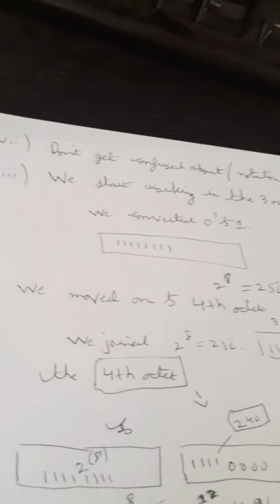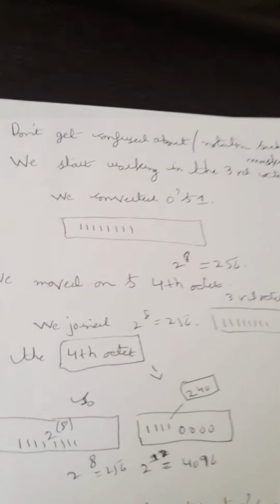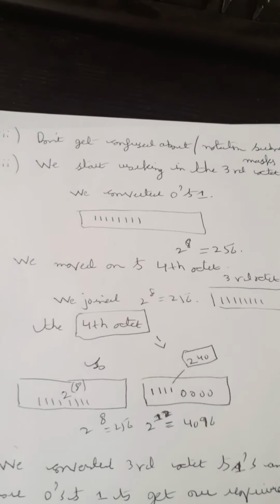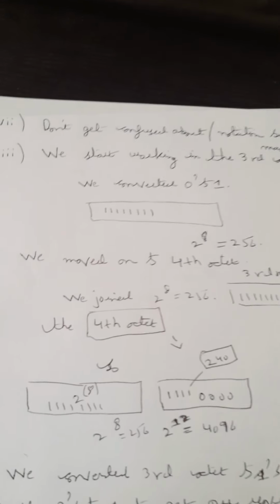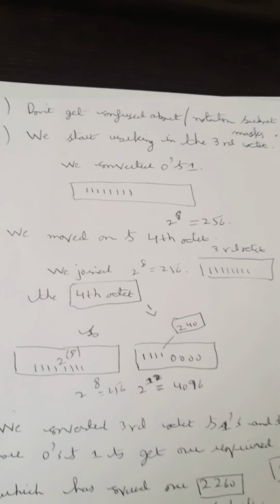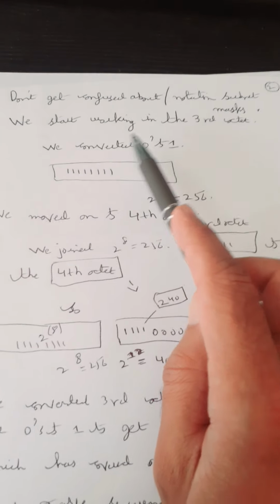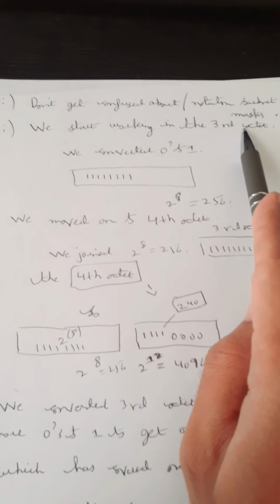Now in the same video, we were doing a lot of stuff. So don't get confused about the notation of the subnet mask, where sometimes you start thinking whether it's a class B subnet mask or a class C subnet mask. So forget about that for the time being. Now we start working in the third octet.